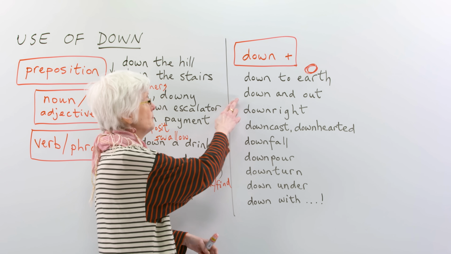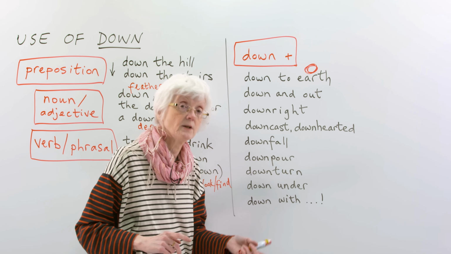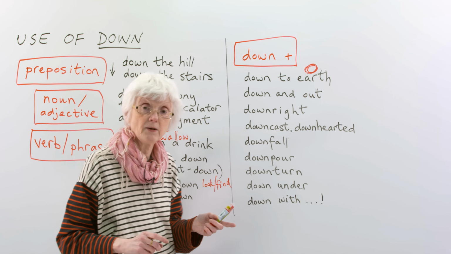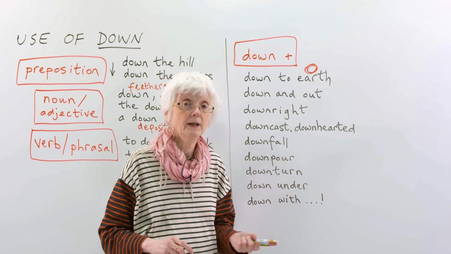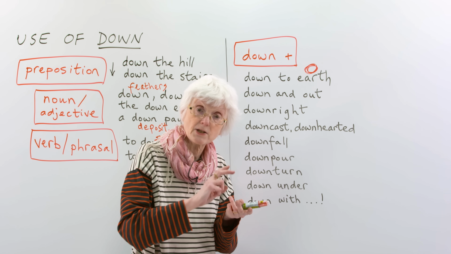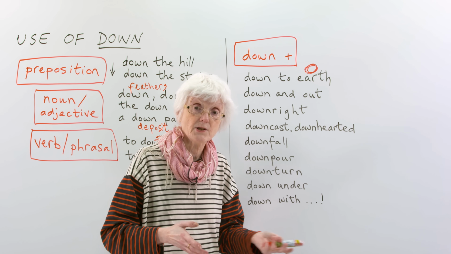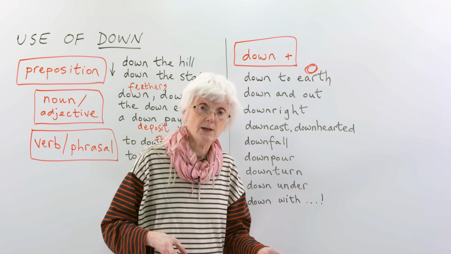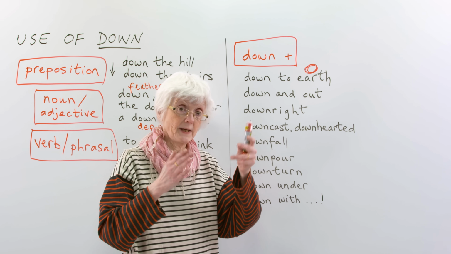Okay. But then if someone is down and out, it means that they have not had much luck in their life. It means they have no money. They may not have anywhere to live. They may be homeless. They may be sleeping on the street. They're down and out. So it's two things.